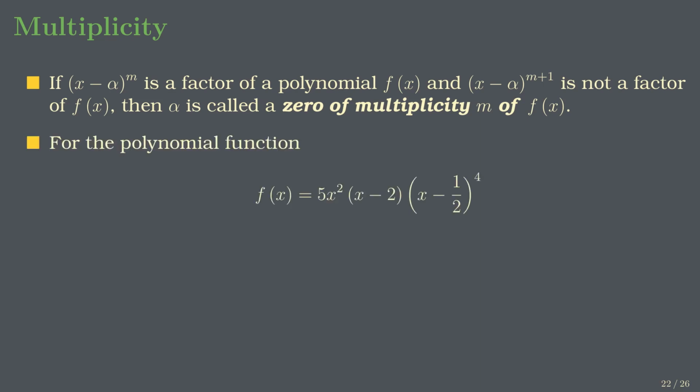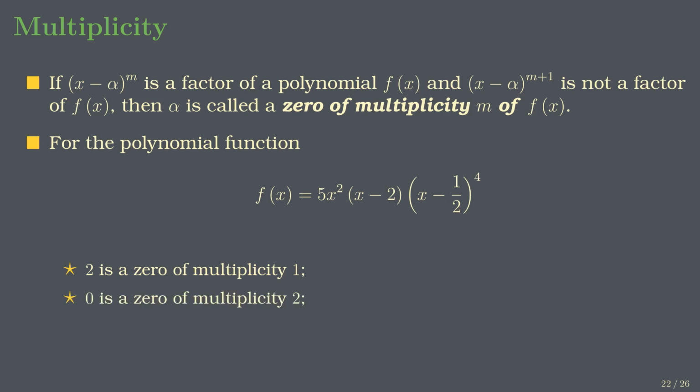So for example, in this function f(x), we can see that f has 3 zeros: 0, 2, and 1 over 2. 2 is a zero of multiplicity 1, right? 0 is a zero of multiplicity 2, and 1 over 2 is a zero of multiplicity 4.